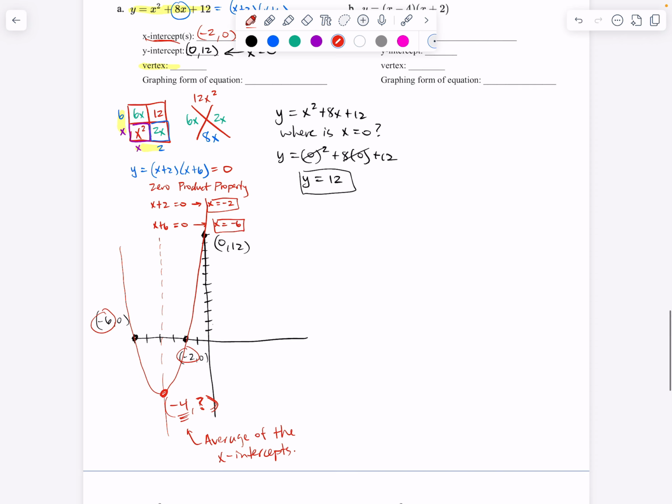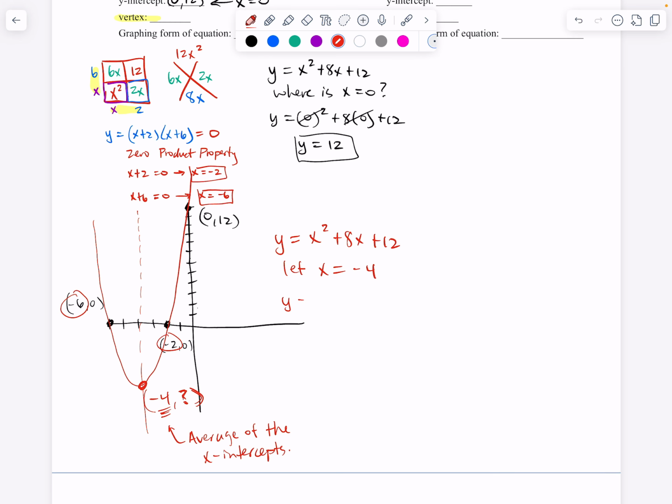All right, then if I know that the x-coordinate is -4, then I can just plug it back into the equation. So I'm going to go back to y equals x squared plus 8x plus 12. And I'm going to find out y when x is equal to -4. So here we go. y equals (-4) squared plus 8 times -4 plus 12, right? So that's a 16. That's -32. That's 12. So this is -16 plus 12. This is -4.